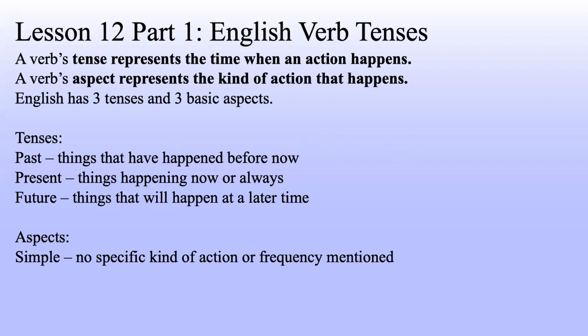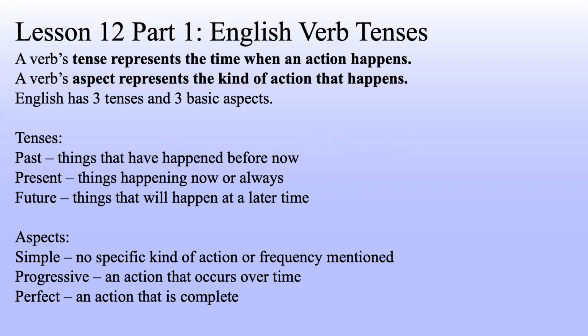For the aspects, we have simple. No specific kind of action or frequency is mentioned. Compare that to the progressive. This is an action that occurs over time. Then we have the perfect, which is an action that is complete.